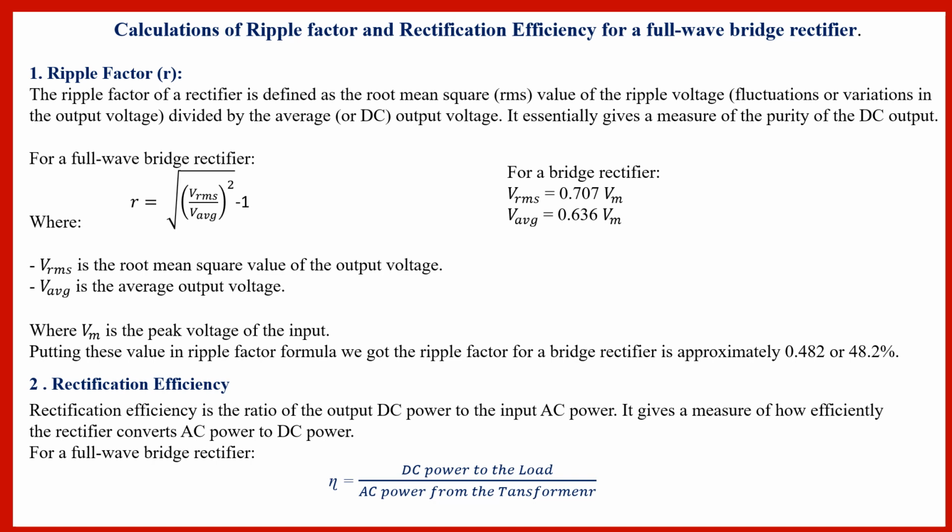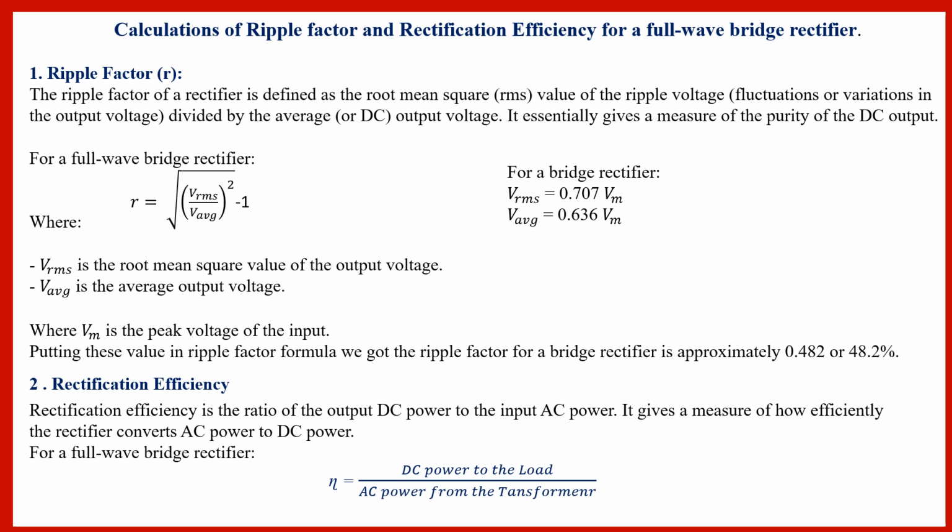So the effectiveness of a rectifier depends upon the magnitude of the AC component in the output. The smaller this component, the more effective is the rectifier. So the ratio of the RMS value of the AC component to the value of the DC component basically gives the ripple factor.